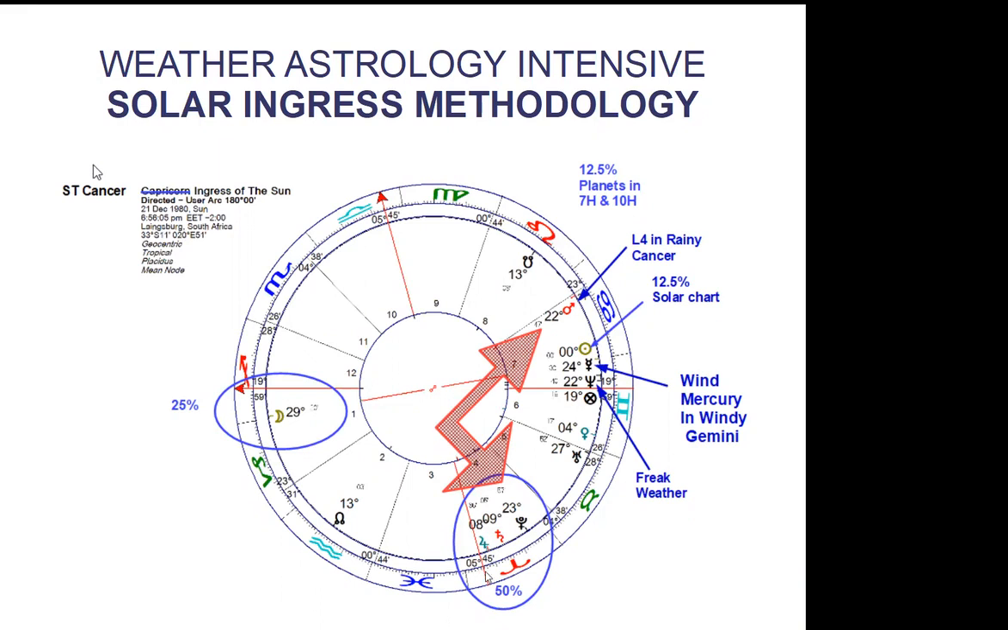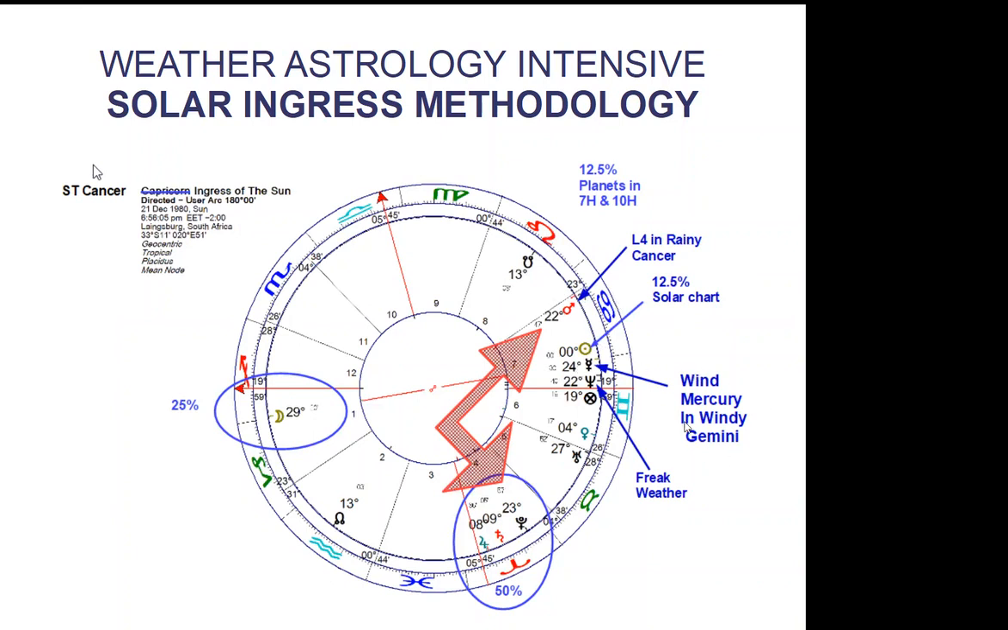All right. So, what do we find here? We found the moon here, and we know the moon's a rainy planet. Look, it's in Sagittarius, so that dries it up a bit, but it's still an angular moon. And then we must look at the sun. So the sun is in Cancer. Cancer is a rainy sign, and that's 12.5% of our assessment. And L4 is Mars. It's also in rainy Cancer.